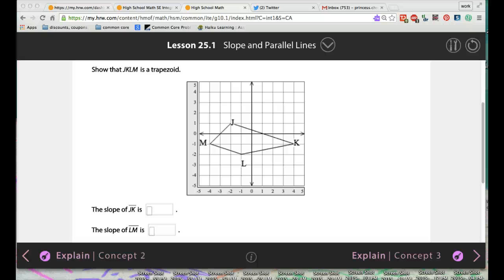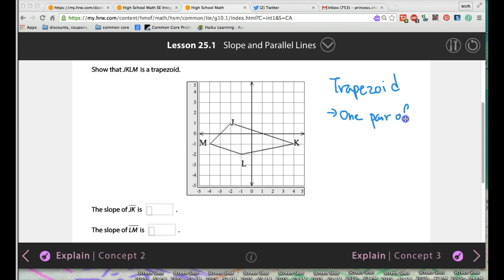Okay, so it says show that JKLM is a trapezoid. I told you that one of the things you have to know about a trapezoid is that one pair of sides are parallel to each other. Looking at this diagram, you already know the two sides that are going to be parallel are this one and this one, right? Because the other two look totally off.